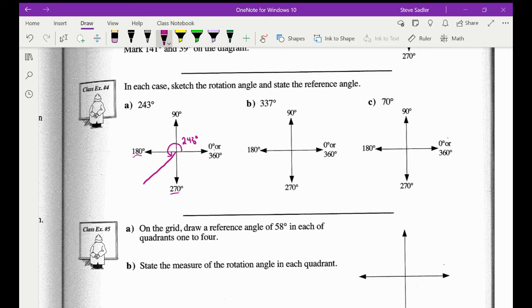243. But the reference angle is from the nearest x-axis, which is positive 180. So that would be your reference angle. And to find that, you could do 243 minus 180, and you would get a reference angle of 63 degrees.